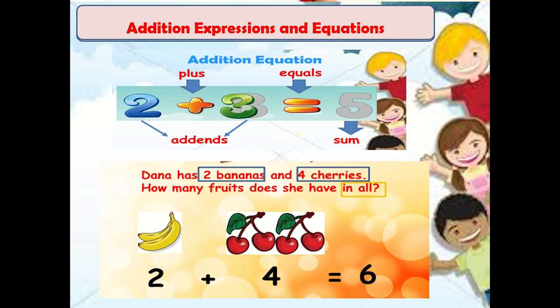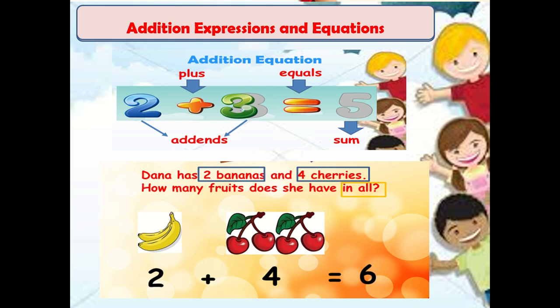Dana has 2 bananas and 4 cherries. How many fruits does she have in all? Remember that when you hear or when you see the words in all, that is a clue that you will use addition as the operation. So this means that you will put the things together. So let us identify first the given, 2 bananas and 4 cherries. If we will write an addition equation used in this story, it would be 2 plus 4 equals, let's take a look if it is 6.